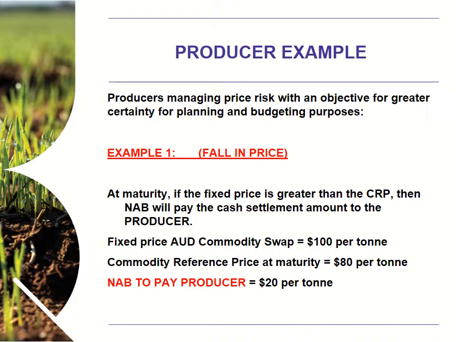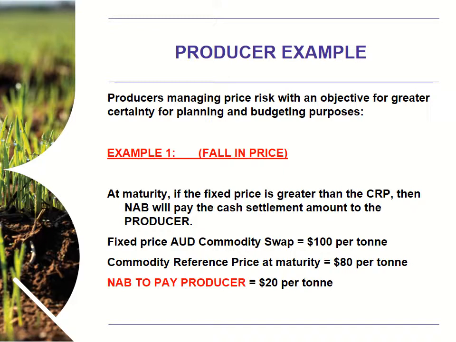I did say that I removed all the calculations, but the simple ones I've kept in place, and this is one of them. I want you to know how a commodity swap works. It's very simple. If you look at this example, it's a producer in a scenario where prices fall. The one thing that you need to know is who pays. If it's a producer going into the commodity swap, is it the producer who's going to be paying the bank, or is it the bank that's going to be paying the producer?